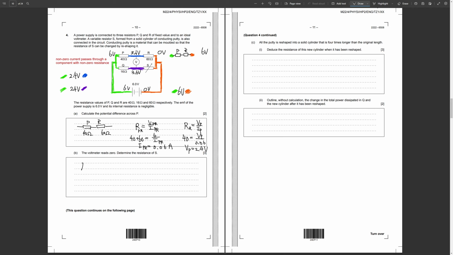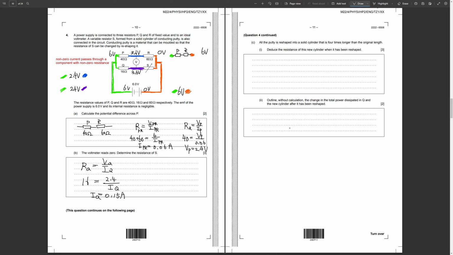Let's take a look at the definition of resistance acting on component Q. Then the resistance is 16 ohm. Voltage is 2.4 because of the difference between green and violet. The current running through it is 0.15 ampere. And what do we do with this one? We can use this information on the component S.